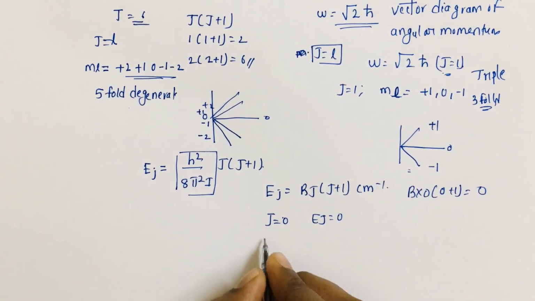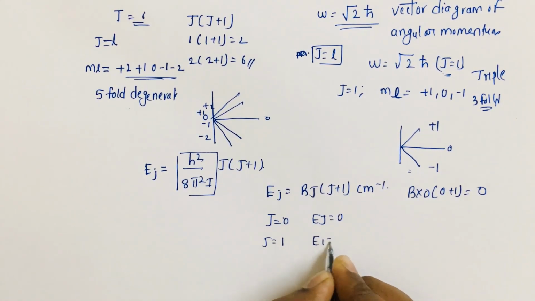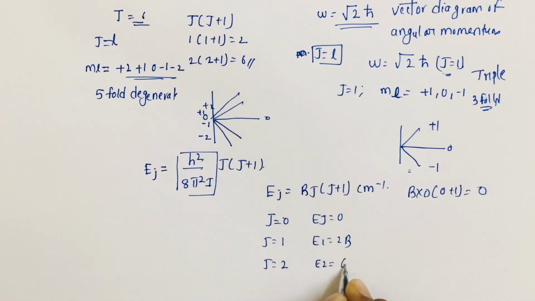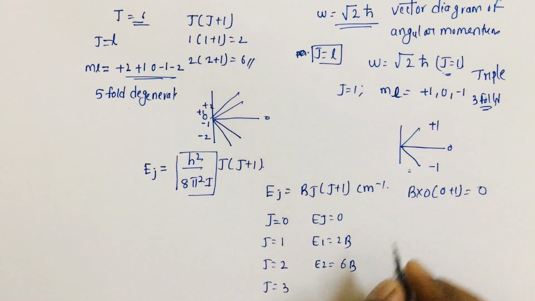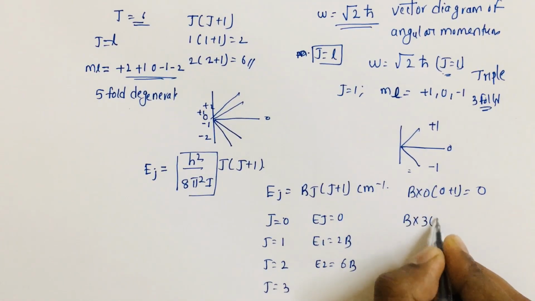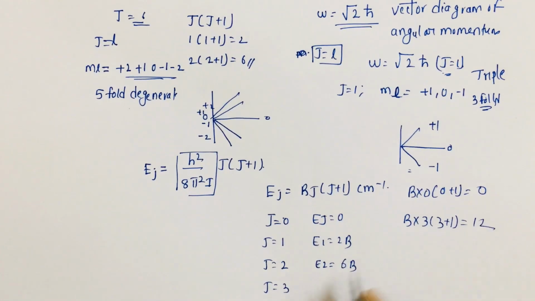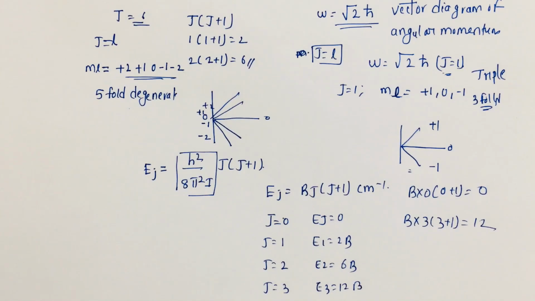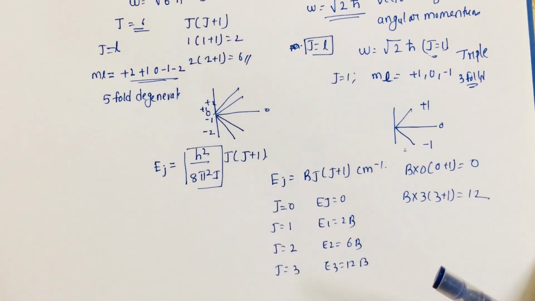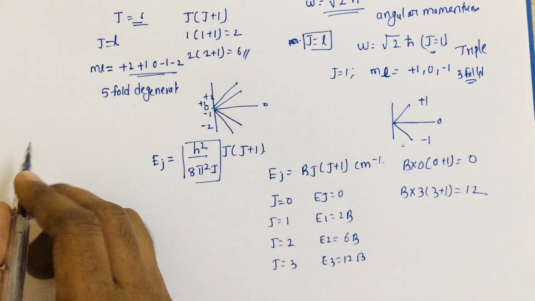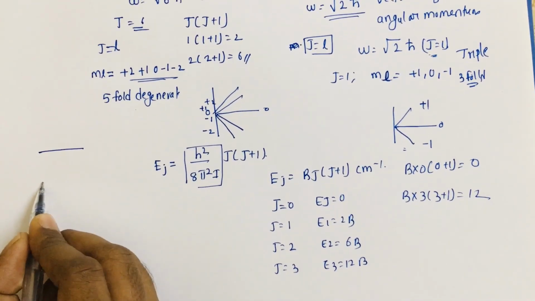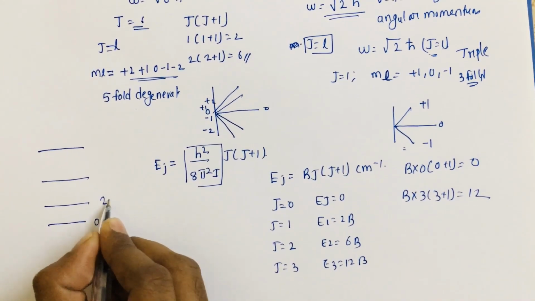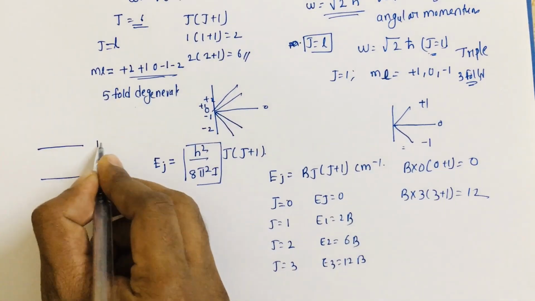When j equals 1, E1 will be 2B. When j equals 2, E2 will be 6B. And when j equals 3, it is 3 into 3 plus 1, which equals 12B. Like this we calculate the energy levels, and if we see the diagram, this is 0B, 2B, 6B, 12B.